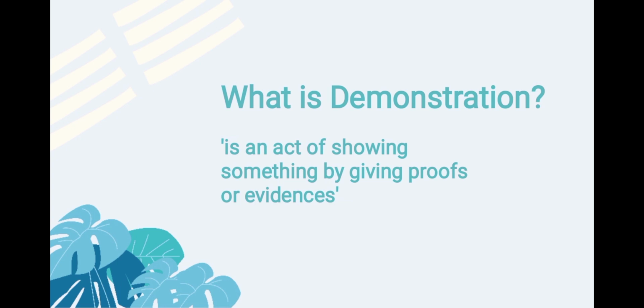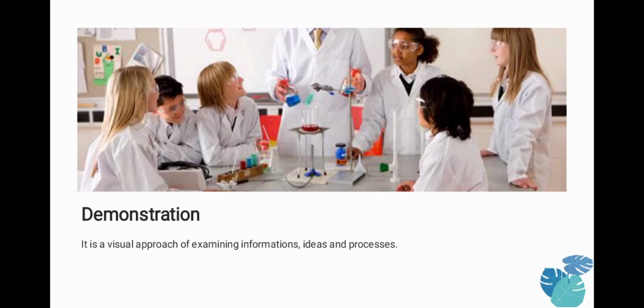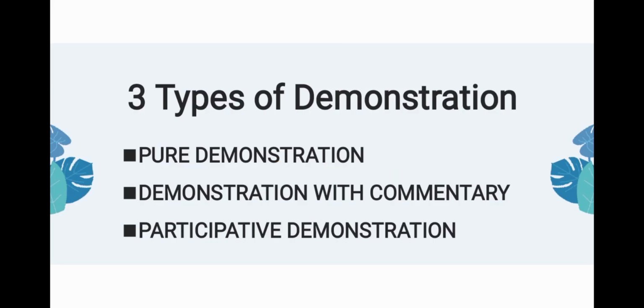So what is demonstration? It is an act of showing something by giving proofs or evidences. It is also an instance of somebody showing and explaining how something works or is done. Demonstration is a visual approach of examining informations, ideas, and processes. It is a teaching method used by teachers. So there are three types of demos. Pure demonstration is purely visual method, while demonstration with commentary is a blend of visual and verbal modes of instruction, while participative demonstration allows students to attempt either to replicate all or the parts of the demonstration.